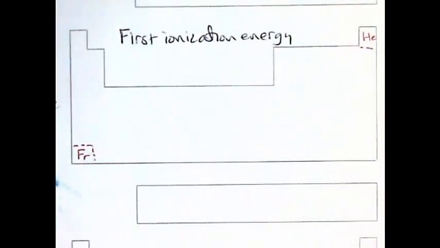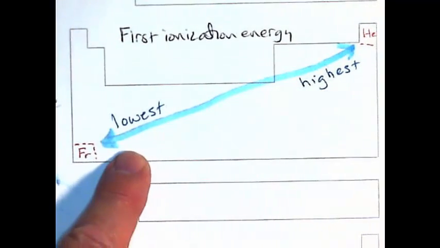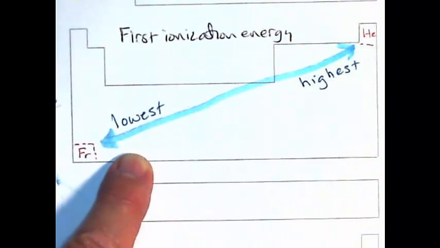And so the pattern we're looking at is from the highest over here with helium to the lowest over here with francium. It's easiest to remove electrons from metals. It's really hard to remove them from nonmetals. They want to gain electrons, which is the next pattern we're going to look at.